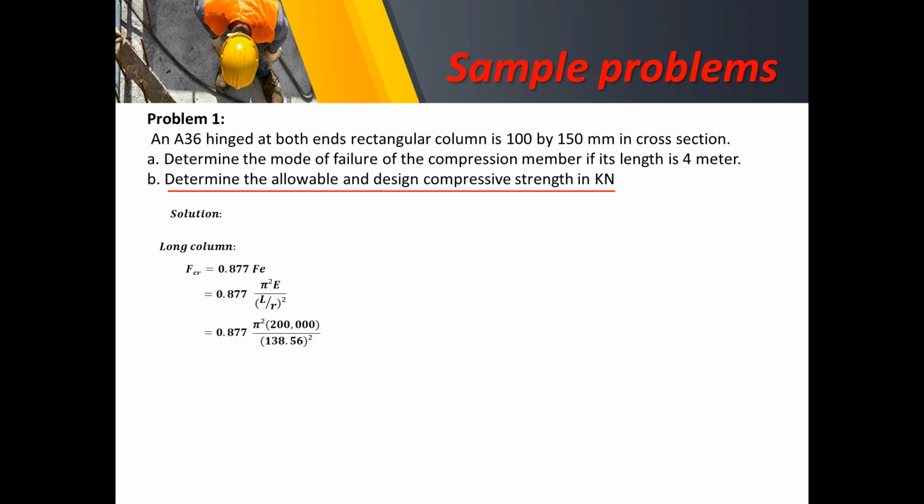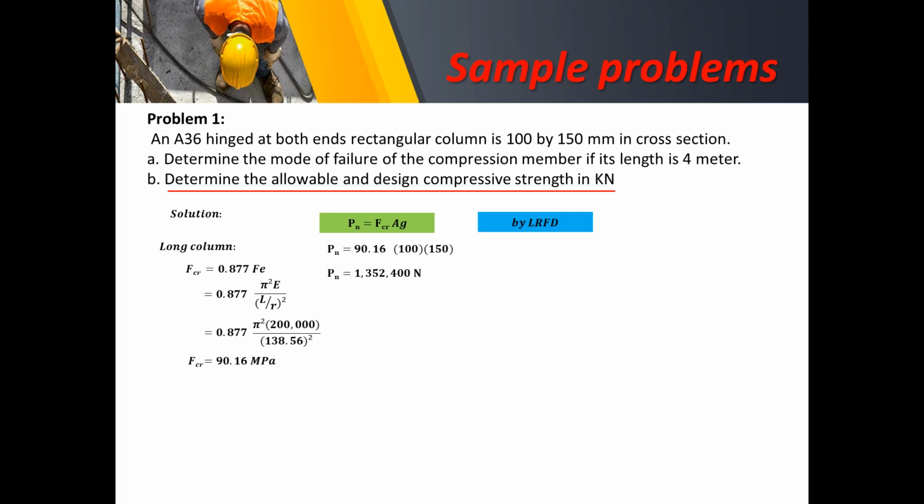Now the denominator here is the slenderness ratio, or the largest between the x-axis and the y-axis. Of course, that is 138.56. So we can get the Euler's critical buckling stress of 90.16. Now FCR here will be associated with the nominal strength, FCR times AG. So 90.16 multiplied by the area 100 by 150, that is 1,352,400 newtons.